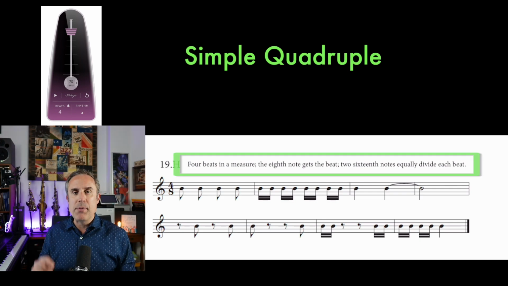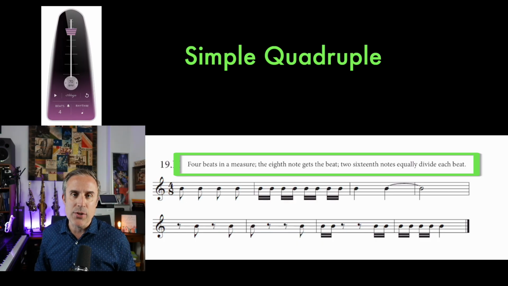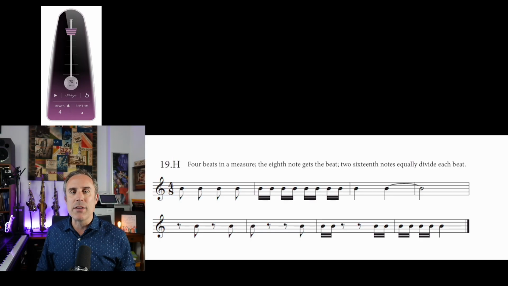There are 4 beats in the measure. The eighth note will get the beat or the pulse, and that eighth note will be equally divided into 2 16th notes. So now we have to visualize this new time signature with the eighth note getting those metronome clicks and the 16th note being the division of those beats. Okay, let's dive a little bit deeper and analyze this exercise.